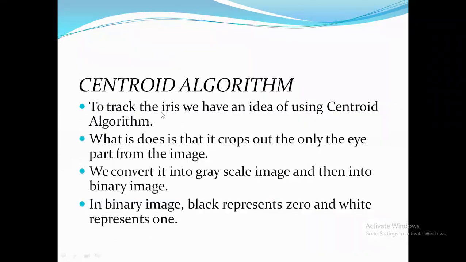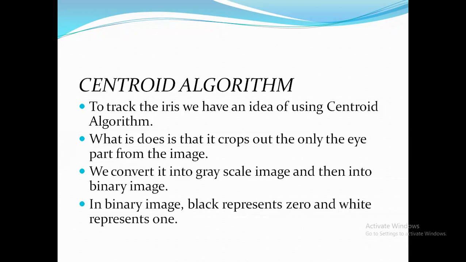So the next thing is the centroid algorithm. As we discussed briefly in the methodology part, we are now discussing exclusively what the centroid algorithm is. To track the iris, we have an idea of using the centroid algorithm. We will be taking a snapshot of an eye using the web camera. The main operation of the camera is to capture the snapshot.